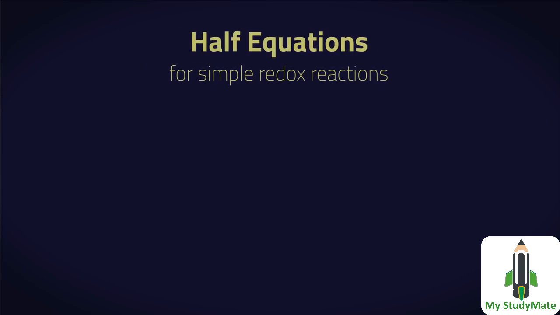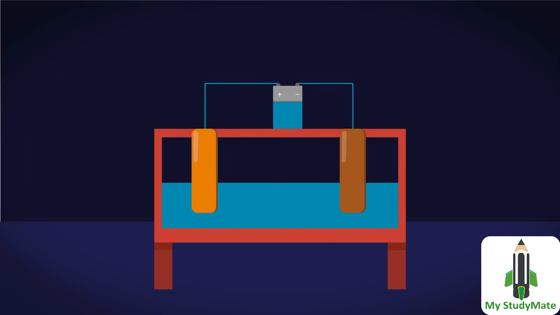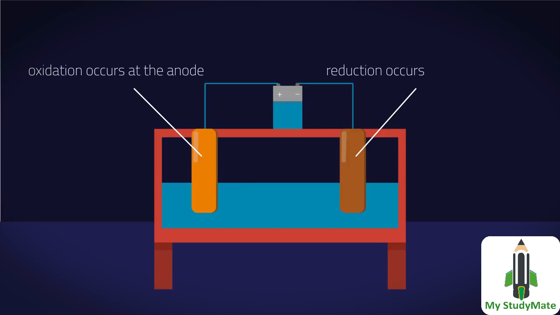In this video, we will learn how to write half equations for simple redox reactions. A half equation shows what happens at one of the electrodes during electrolysis. So we do need to be able to complete and balance half equations for these reactions. Remember that oxidation occurs at the anode and reduction occurs at the cathode.